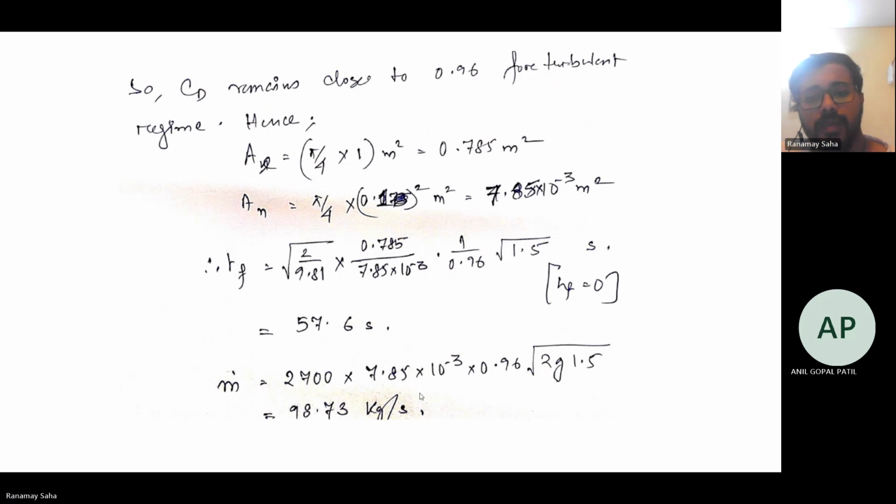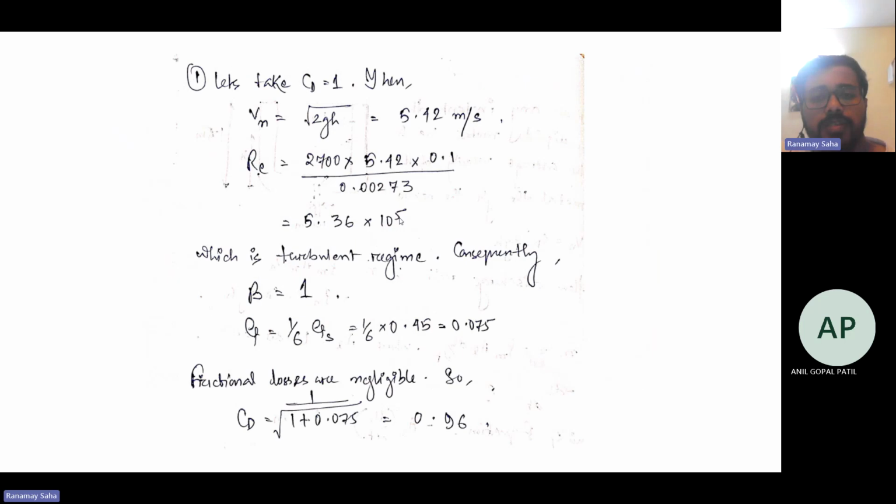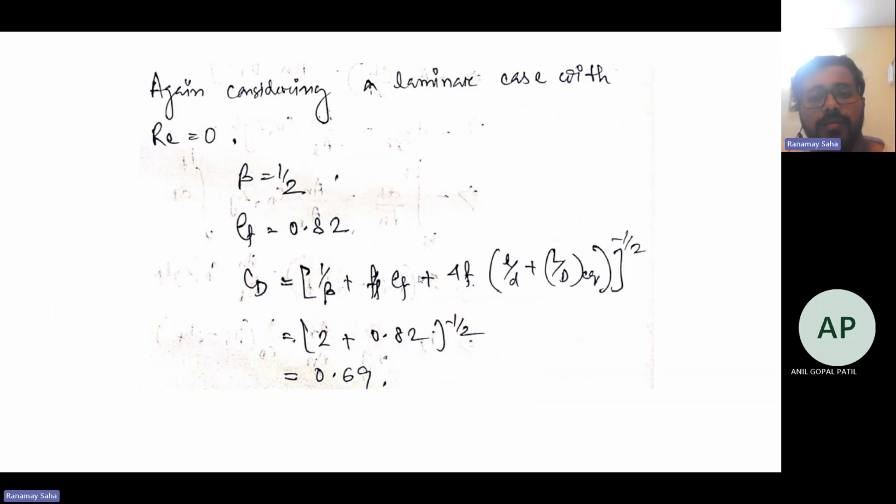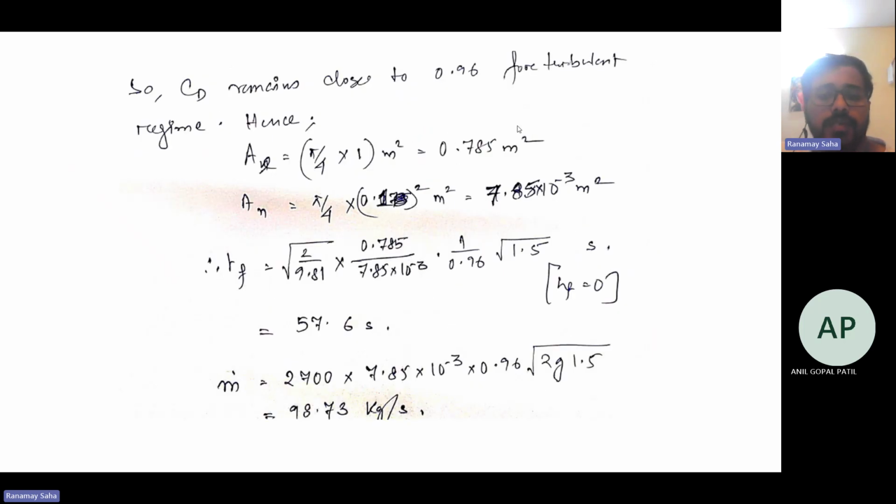So this is how you check it for the different regimes of flow. So you have done that. Our problem is in the turbulent regime only, right? So the CD we can now consider as 0.96, and hence the total ladle area. Then calculate pi D square by 4. D is 1 meter. It was given. Check. So D is 1 meter, right? Find out the area of the ladle as 0.785 meters square.